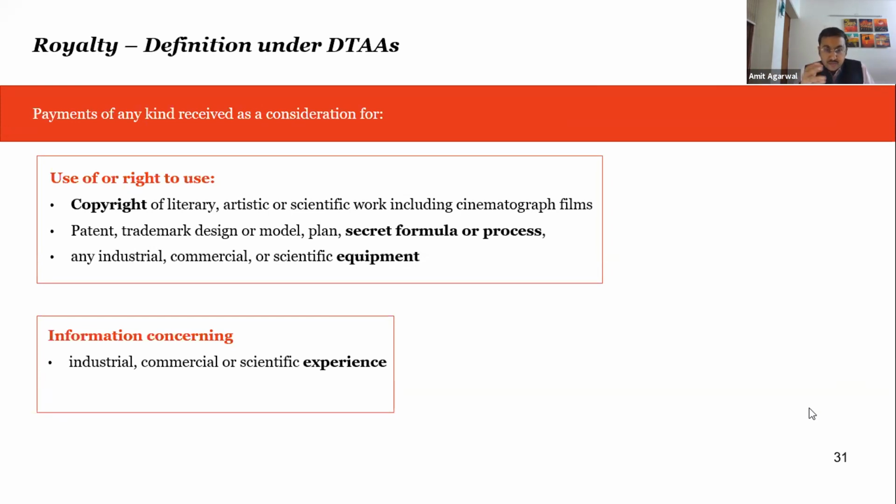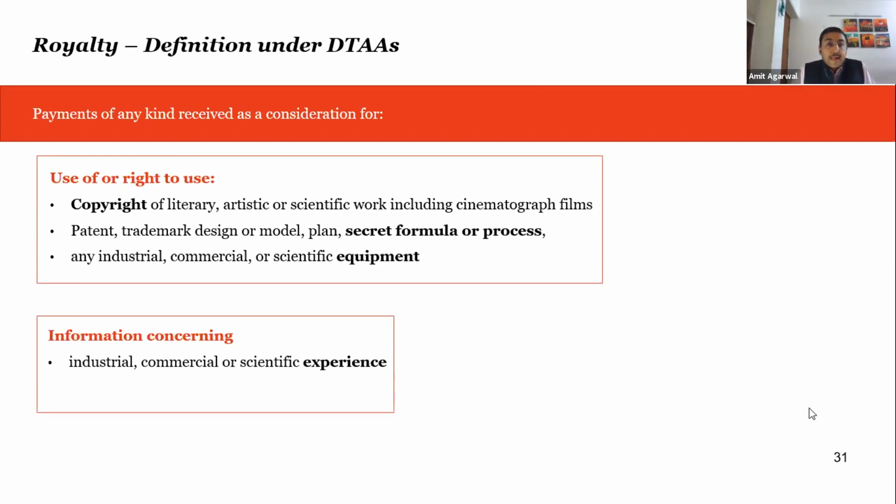And one of the leading judgments in that regard was Asia Sat, etc. So that is one category: use or right to use copyrights, secret formula or process, or equipments. The second category is the information concerning industrial, commercial, or scientific experience. So again, if I am sharing any information concerning industrial, commercial, or scientific experience, then it may also be classified as a royalty subject to a withholding tax in India. And again, this you may say is quite broad. It is information sharing and experience which could be valuable to you.